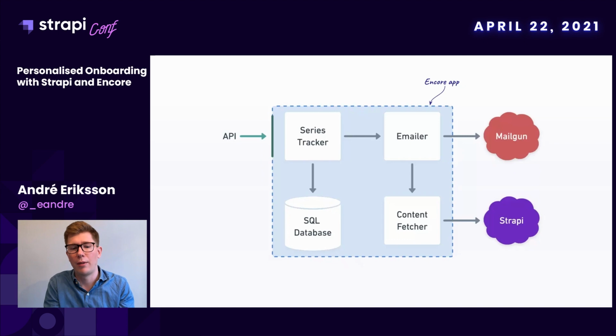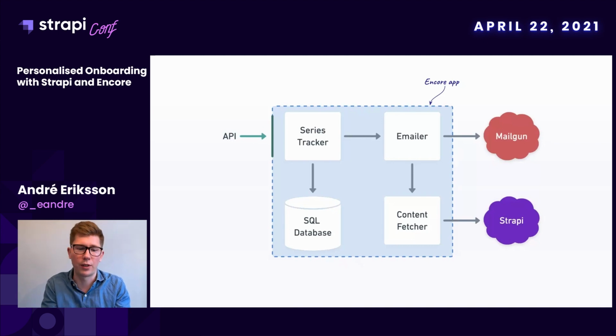A very high level look at what our Encore application is doing is it's a very simple API where we send in both events from our users when they're, for example, integrating with a certain feature of our product, as well as notifying it when a new user signs up. And this is how we start the onboarding series.